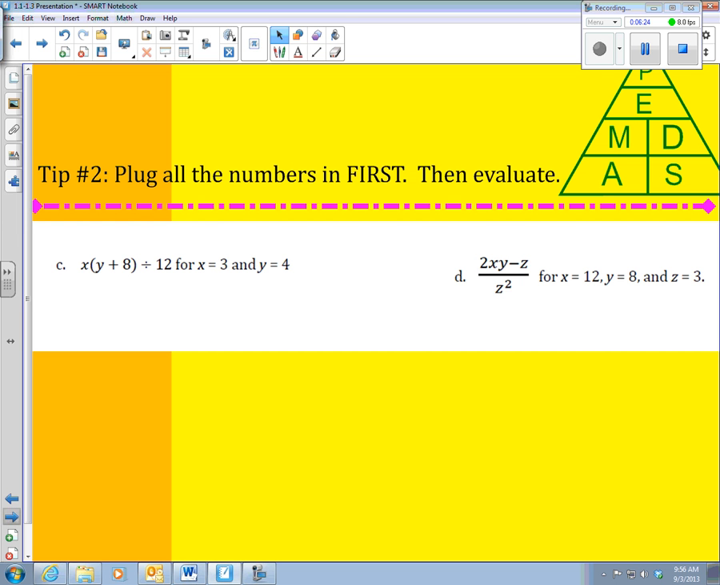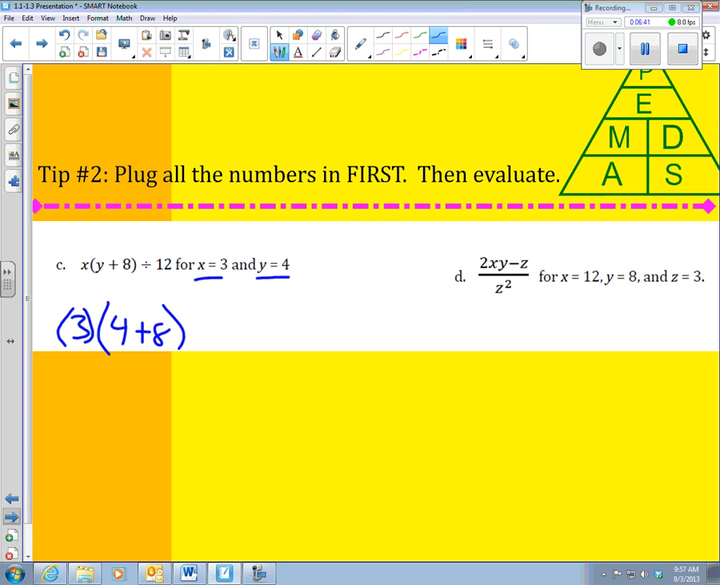Plug in the numbers first, then evaluate. So we got some variables here. We want to evaluate it. Well, we got to plug some things in. I know x is 3 and y is 4. So x being 3, I'm going to plug that in. Y is 4. And then we got divided by 12 for our expression that we're going to evaluate.